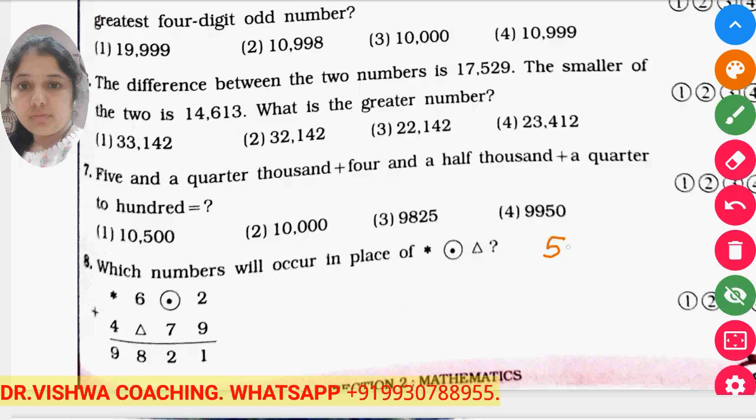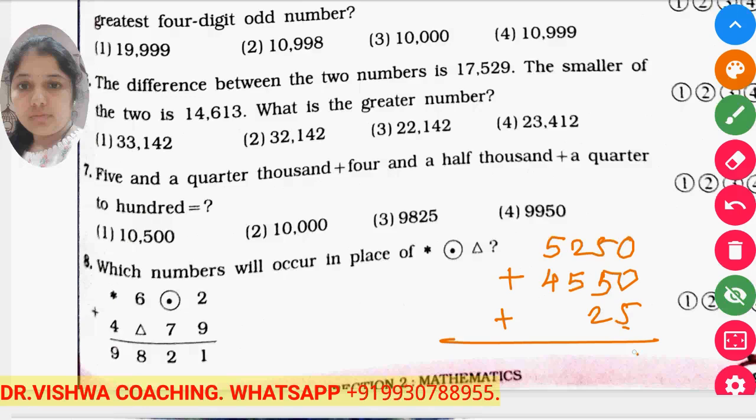We will add them. 5250 plus 4500 plus 25. Now add them. 5, 10 plus 2, 2, 12. 1 will be carried forward. It becomes 8 and this 9. So 9,825 is your answer.